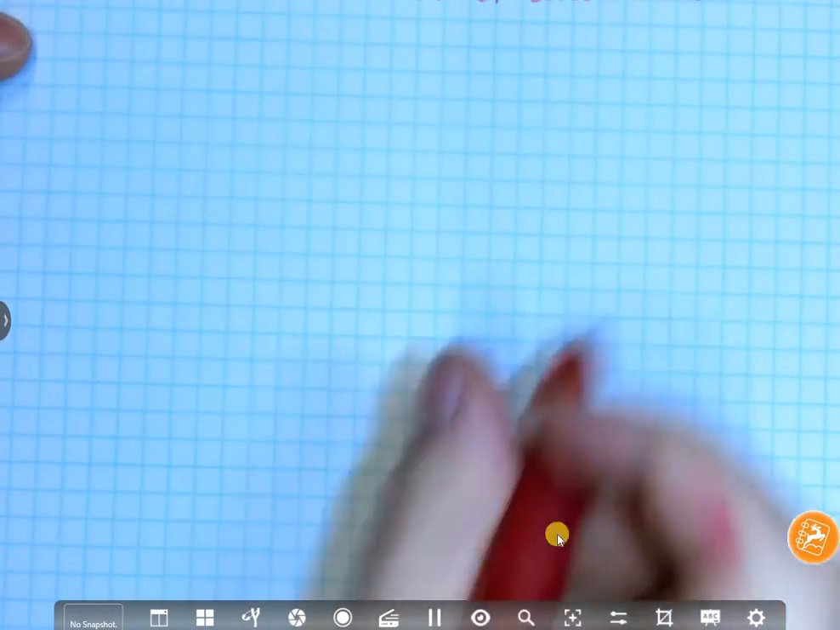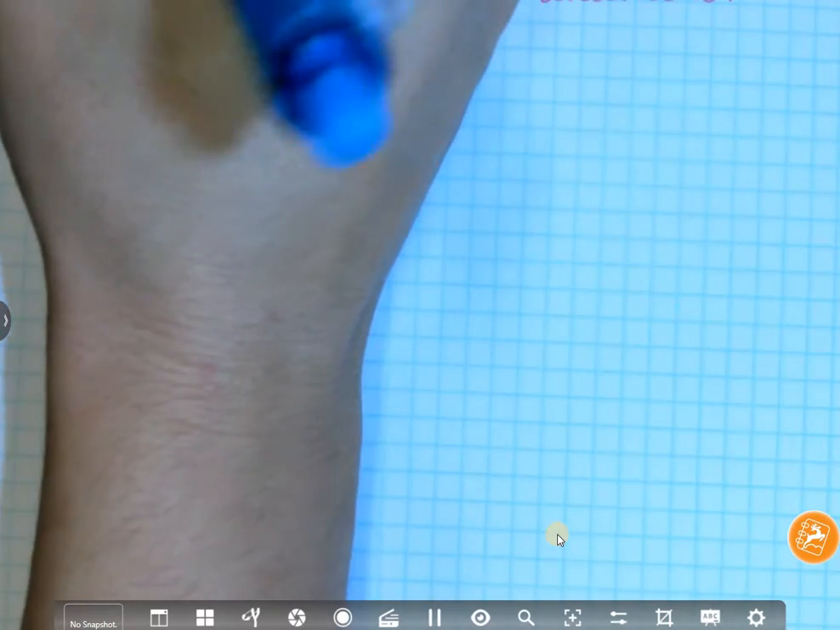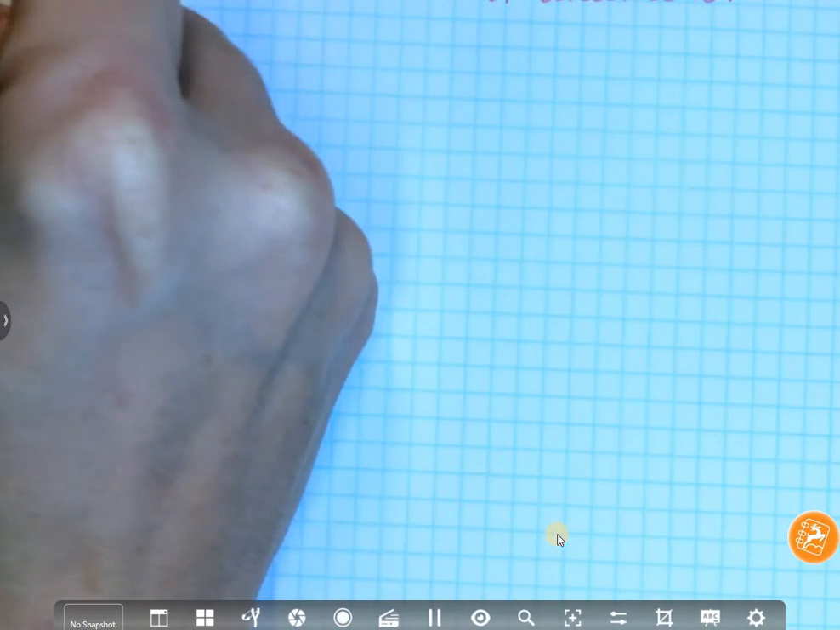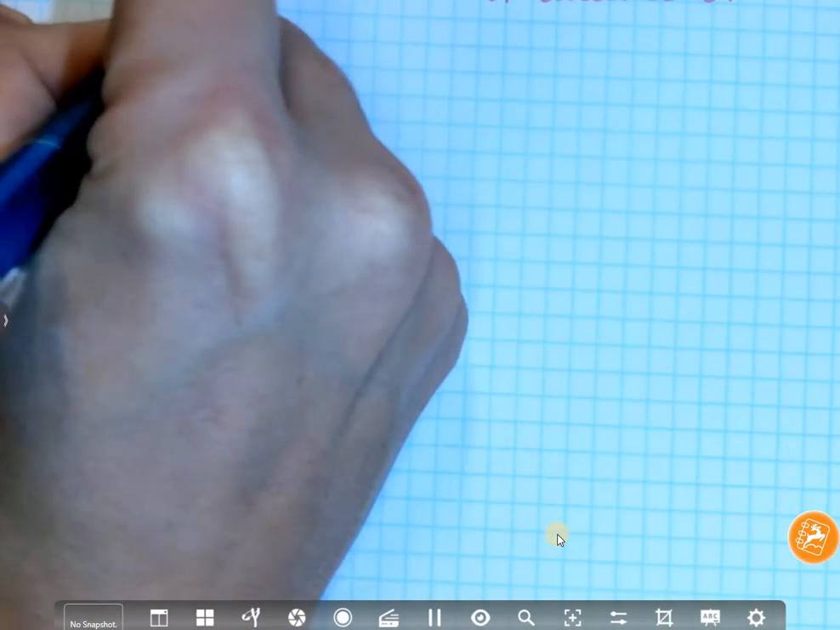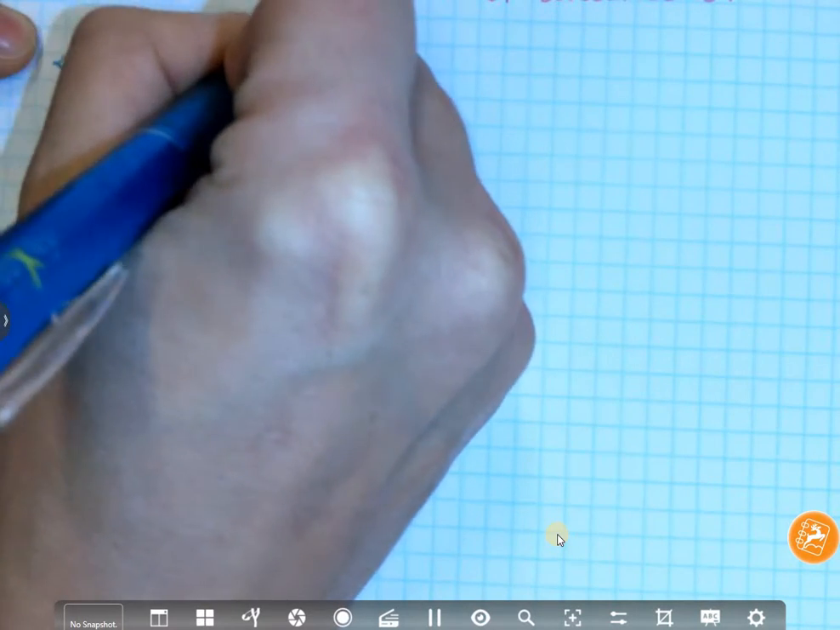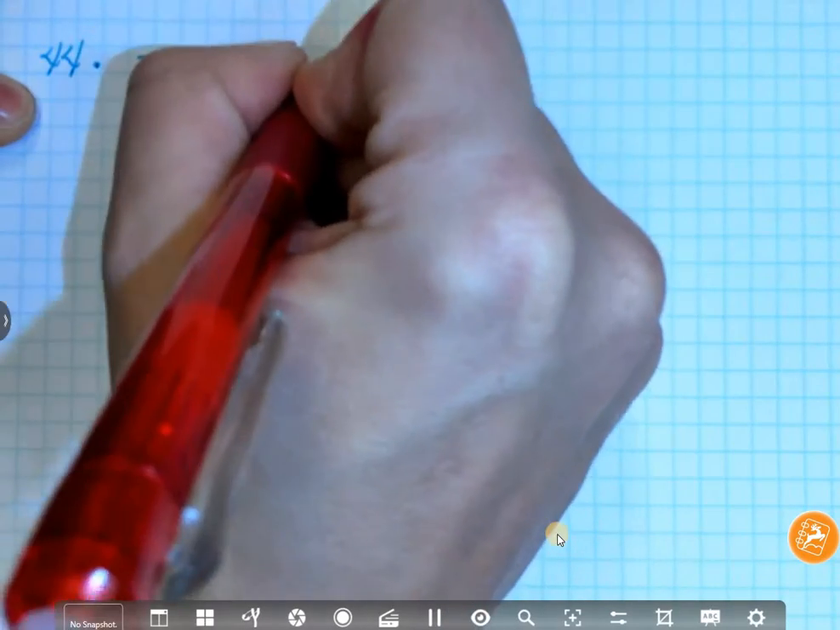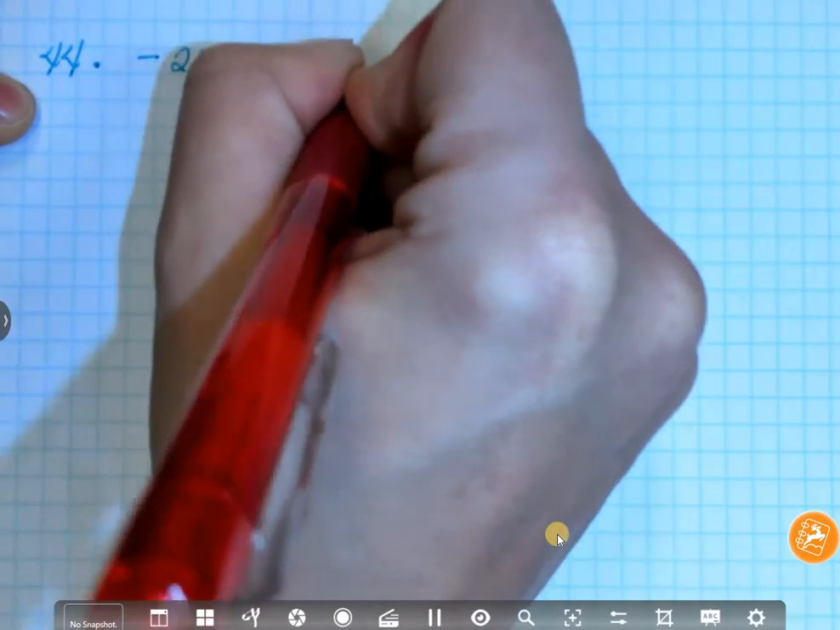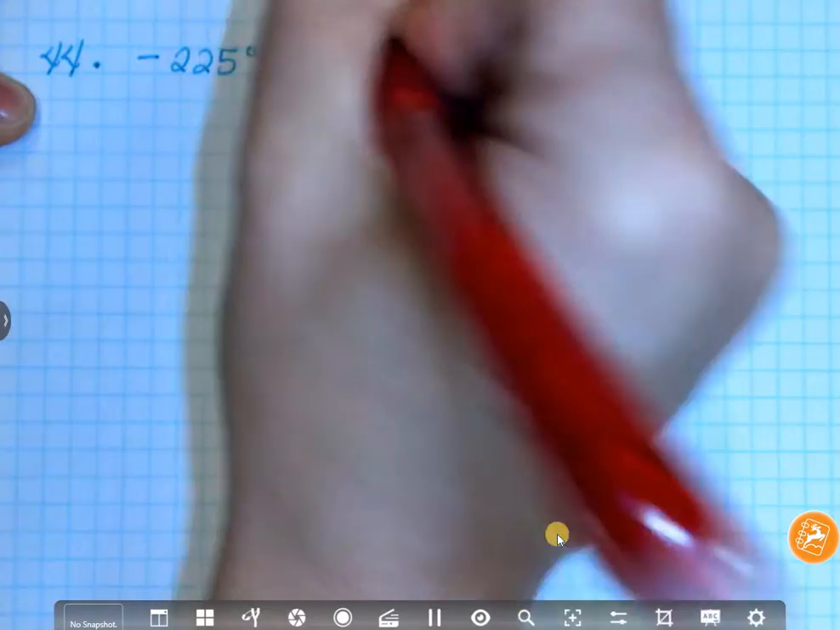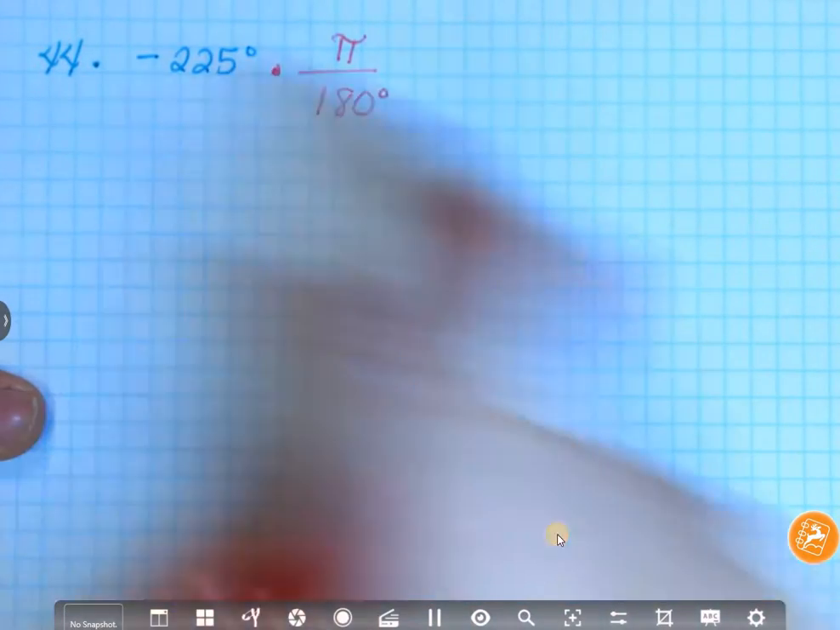44. Okay. 44 gives me negative 225 degrees. There are several ways that I'm okay with this. You want to leave it like that and convert? Fine. The rules don't change. All you need to do, I want the degree to go away, so I'm going to times by pi over 180. And then we're just going to see what we get.